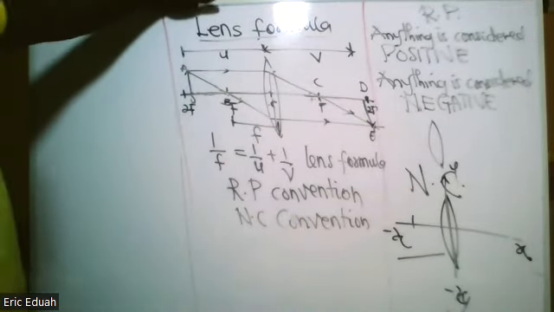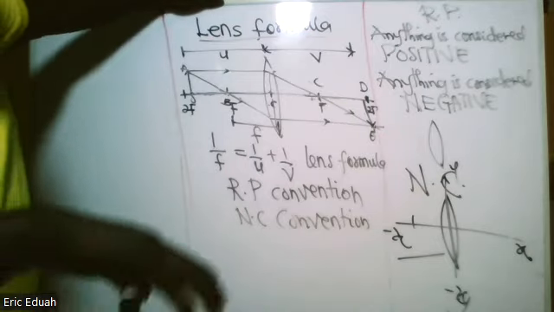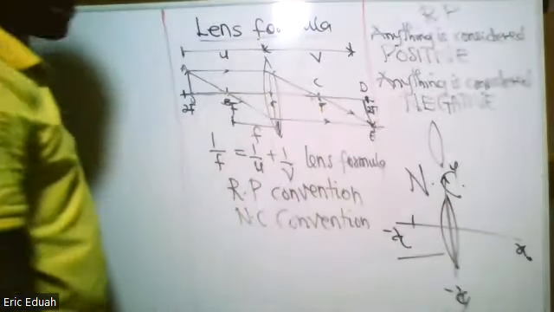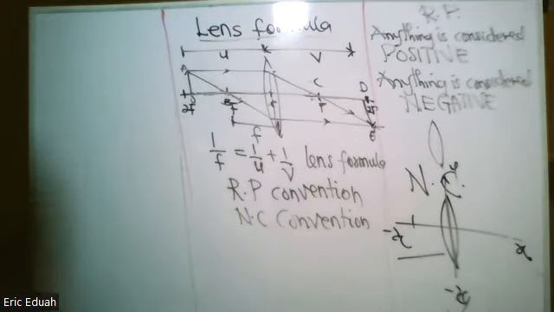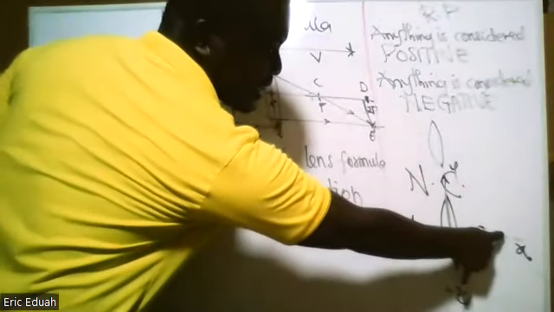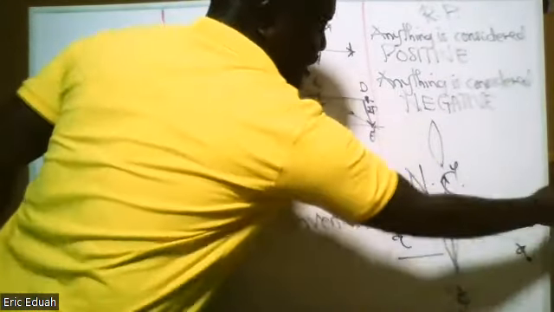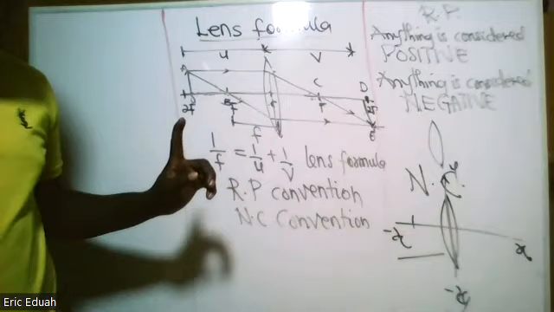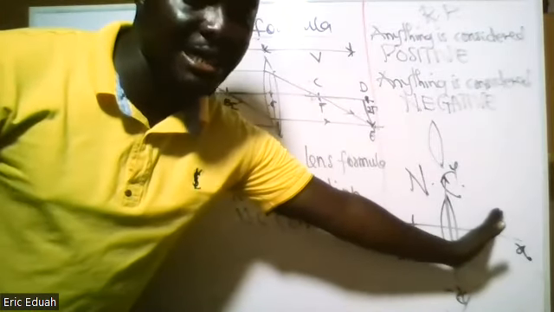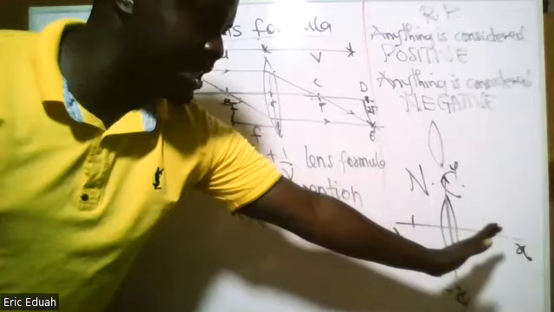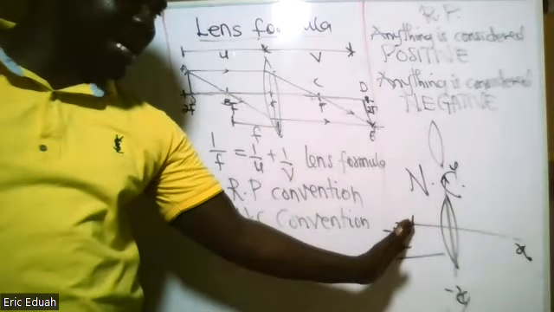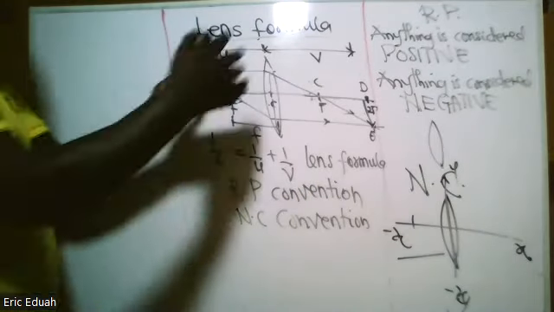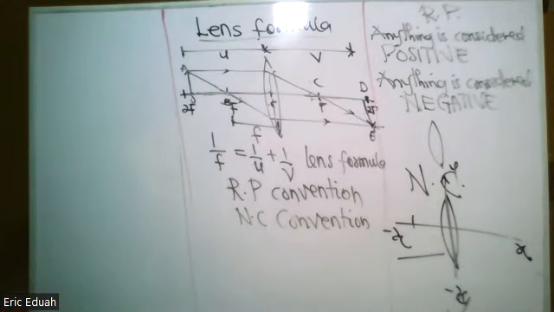But the good news is also that for lenses, in most cases, we use RP in solving problems. Because light will refract and converge here. If it's from this side, it will refract and converge here. If the image is real, it will be formed at the other side, positive. If the image is virtual, it will be formed at the same side as the object, negative. So that is how it is.